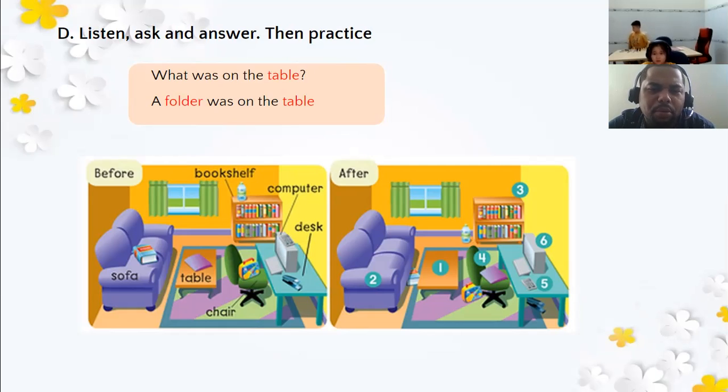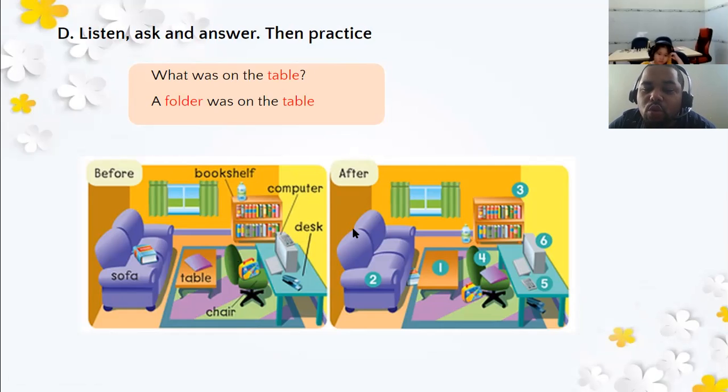What was on the table? What can you see on the table? So look at the table here. Can you see my cursor? What do you see here on the table? Look at the table. Folder. Folder. That is right. Well done. Okay, there is a folder. A folder was on the table.